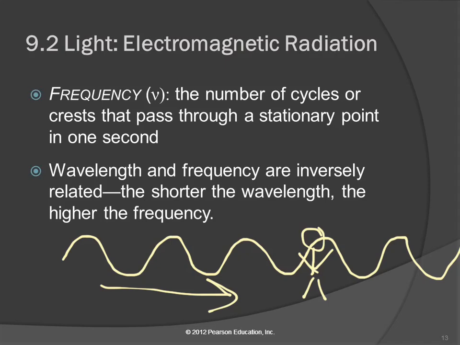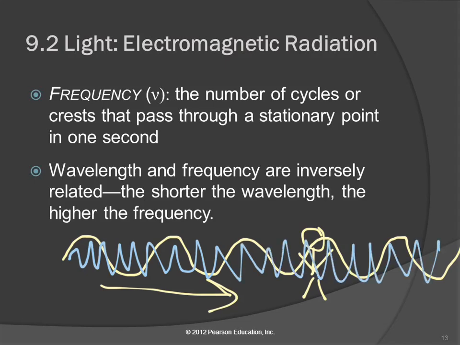The frequency is going to be related to the wavelength. Because if these waves are moving at the same speed, at the same velocity, and here we've got one with a shorter wavelength. It's kind of hard to draw. So here's the wavelength of that one. And this is the wavelength of the yellow one. Which one are you going to count more crests in a second? The blue one or the yellow one? The blue one.